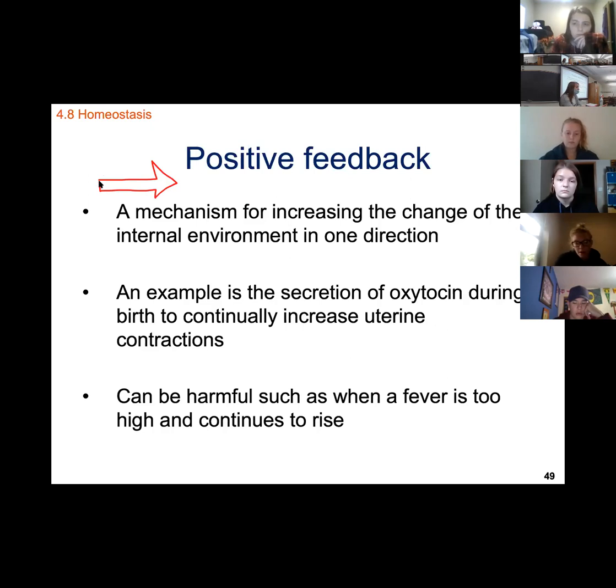It can be harmful, such as when we have a fever that's too high and continues to rise. So if you have some sort of illness in your body or a pathogen or an infection, or sometimes even coronavirus, you start to get a fever. All right, it's when your fever starts to take off and not come back, that's too much positive feedback, that you go get it checked out and you have to figure out some sort of negative feedback to give it.